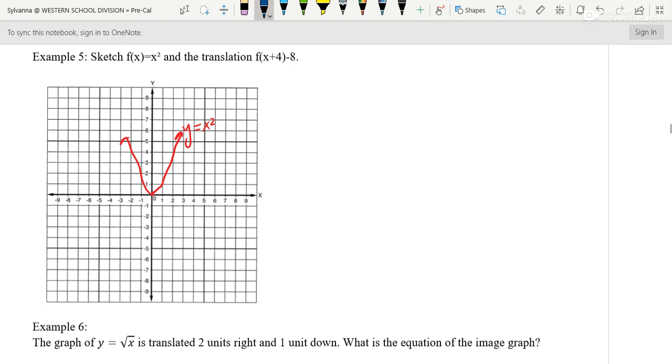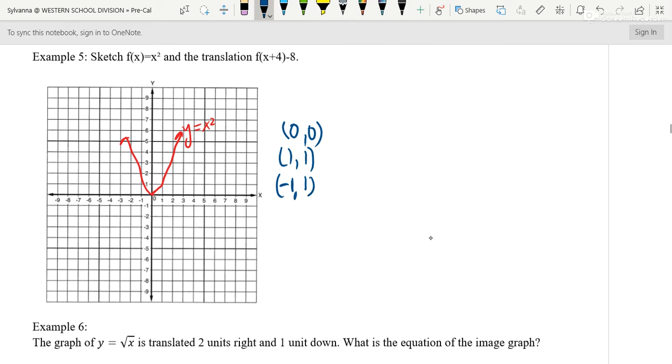So the reason why I'm showing you to do the points is because sometimes in the next few lessons, our translations get more complicated and it's not going to be very easy to see. So it's better to write down our points and then do the translation. So we know that we have 0, 0, our vertex, we have 1, 1, and negative 1, 1. Like right now, 3 points.